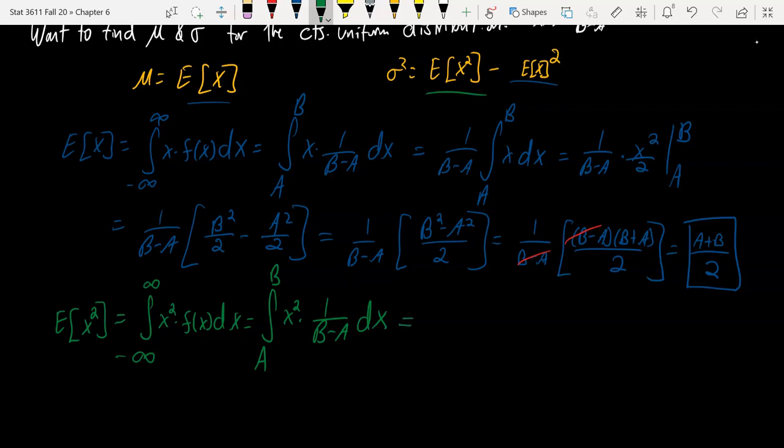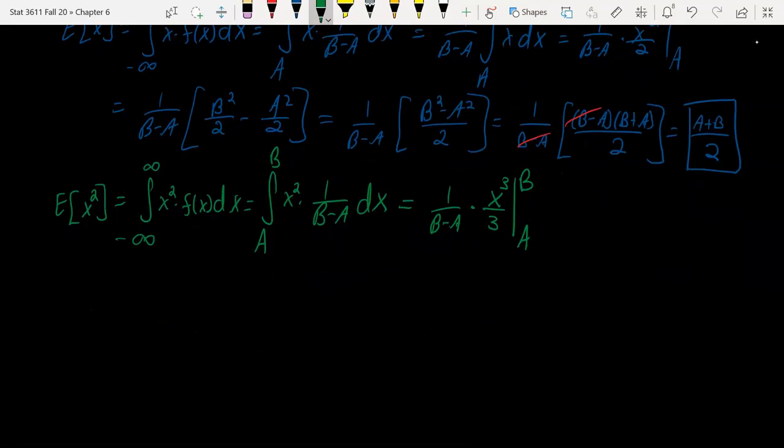And so the integration here is going to be very similar. I have 1 over b minus a, a constant multiple. What's the antiderivative of x squared? Now this is just x cubed over 3, and we'll evaluate this from a to b. And so we're going to plug in our endpoints here: 1 over b minus a times b cubed minus a cubed, over 3.